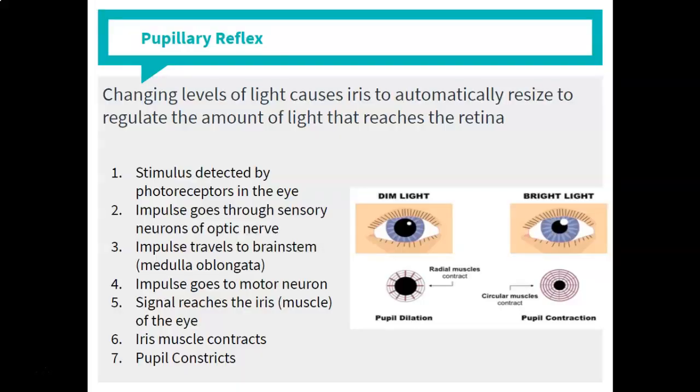I was talking about the pupillary reflex on the last slide, but basically this is just when you shine a light in someone's eye, your pupil gets smaller, and then when it's darker out, it gets larger, and this is due to the photoreceptors in the eye. And what happens is you get an impulse, and it travels through the optic nerve to the medulla oblongata, and then back, and from there, the muscles either constrict or dilate, and if your brain is working, then you would have a reflex happen.